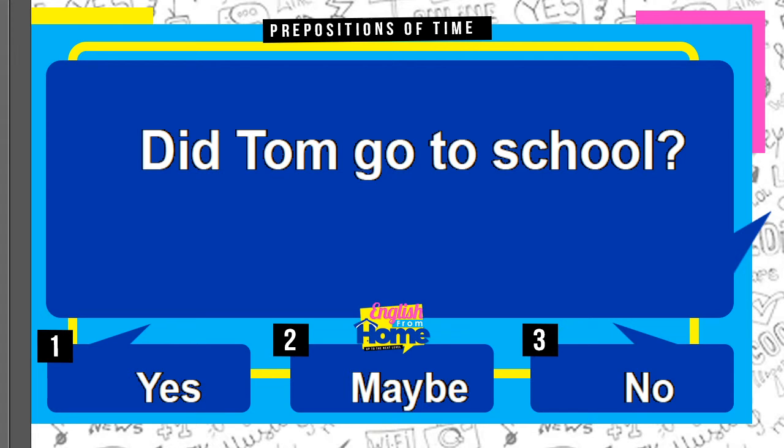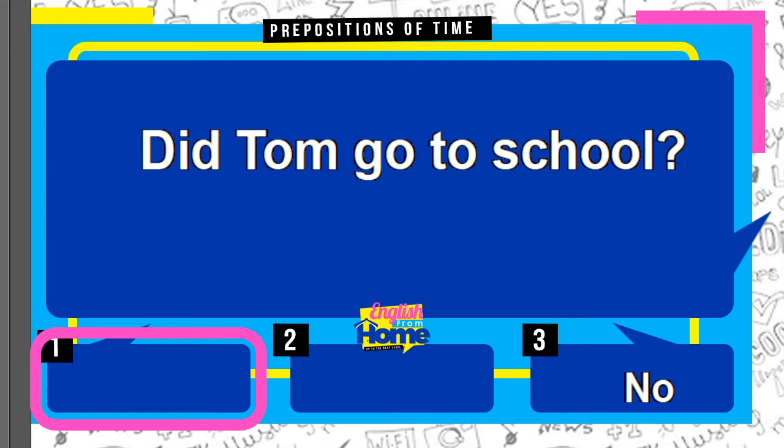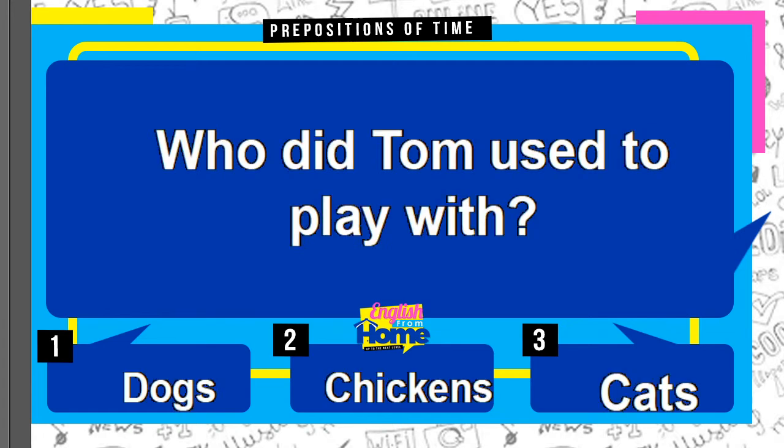Okay, so let's try to remember. Efrain says that yes, he did go to school. Let's check if that is the correct answer, please. Number 1, let's check. No, Efrain, that's not correct. He didn't go to school. Let's see. Luis says number 3. So let's check if number 3 is correct. Jasmine says number 3. Carla says number 3. Okay, that's correct. Tom didn't go to school.